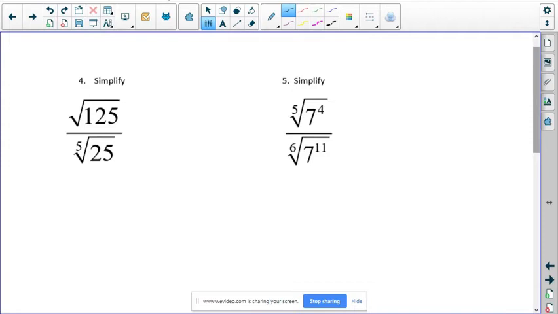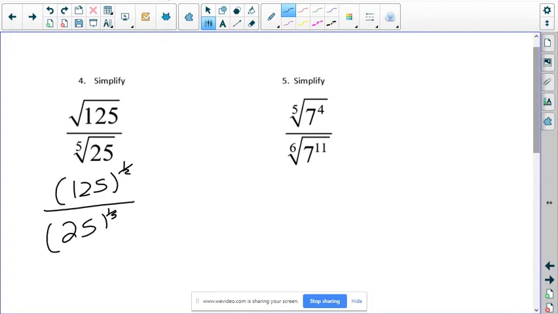Now in 4 and 5, we have all these radicals. It's going to be easier to move these to be exponents with the same base. Because what's happening here is this square root is really a half power. We get 125 to the 1/2 power. And then we have 25 to the 1/5 power. So we've worked them into exponential form so far, but there's more.